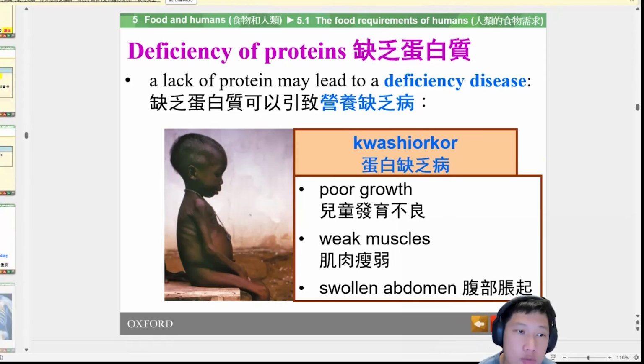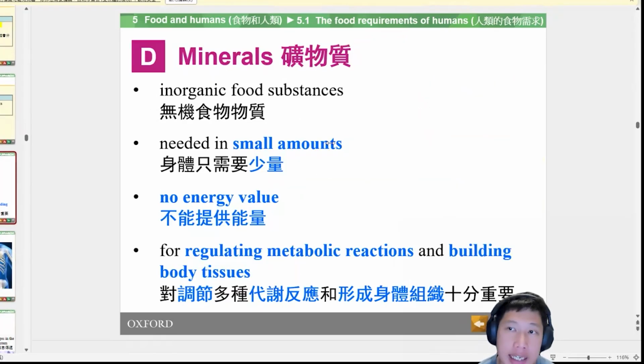Now, let us move on to the food substances that do not contain energy value. The first item that does not contain energy value is the mineral. Minerals are a type of inorganic food substance. As it is an inorganic food substance, we only need a small amount. And as it does not provide energy value, it is mainly used for the regulation of metabolic reactions and to help build some tissues.